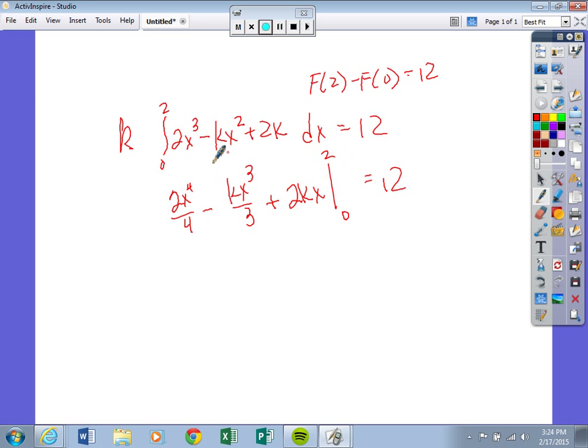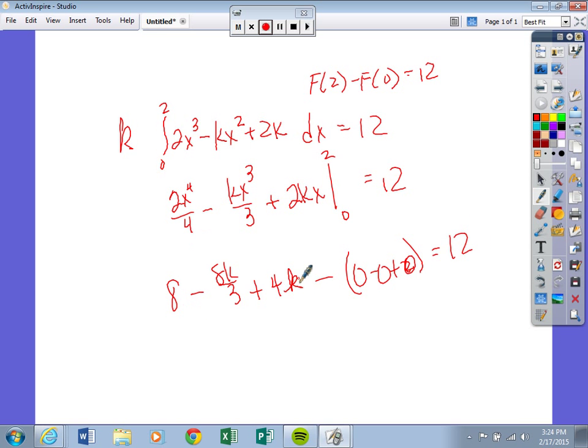So now I get to plug in my 2 and my 0 and do all that. So when I plug in a 2 here, I'm going to get 16 divided by 4 is 4. I'm going to get 8 minus 8k over 3 plus 4k, minus, then I'm going to plug in a 0 everywhere, which is going to be 0 minus 0 plus 0. And all of that equals 12.